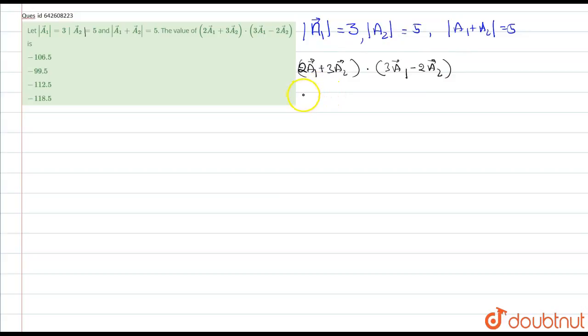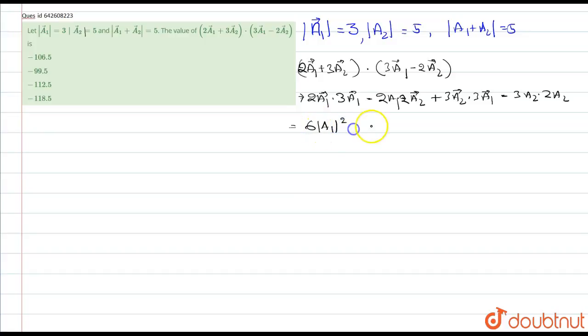Let us simplify this first. By simplifying, we get 2A1 dot 3A1, minus 2A1 dot 2A2, plus 3A2 dot 3A1, minus 3A2 dot 2A2.